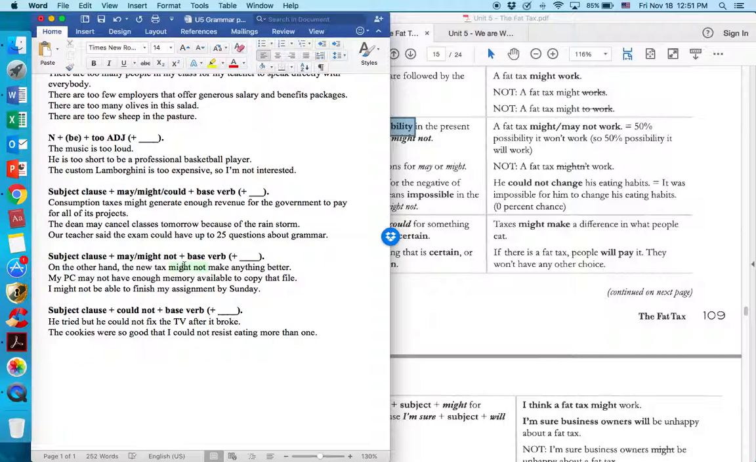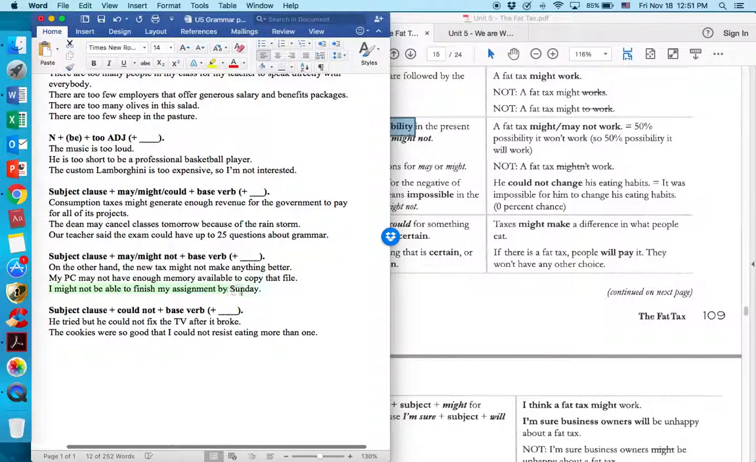It's that it might not. It's not impossible that it could happen, but it is possible that it won't happen. It might not happen. My PC may not have enough memory available to copy that file. Maybe it will, maybe it won't, but it may not. My PC may not have enough memory. I might not be able to finish my assignment by Sunday. So maybe I will finish, but I might not finish.